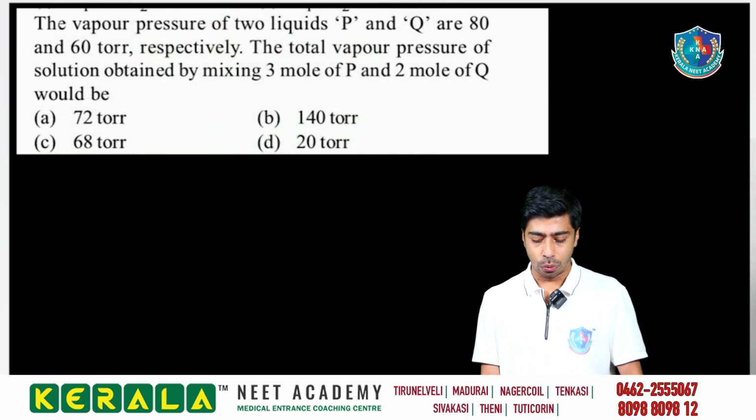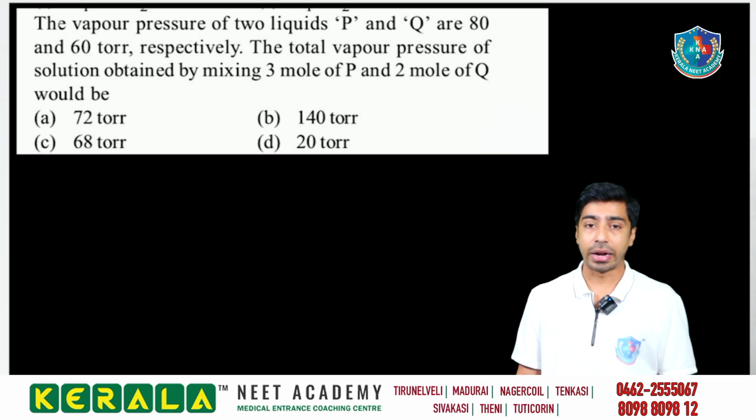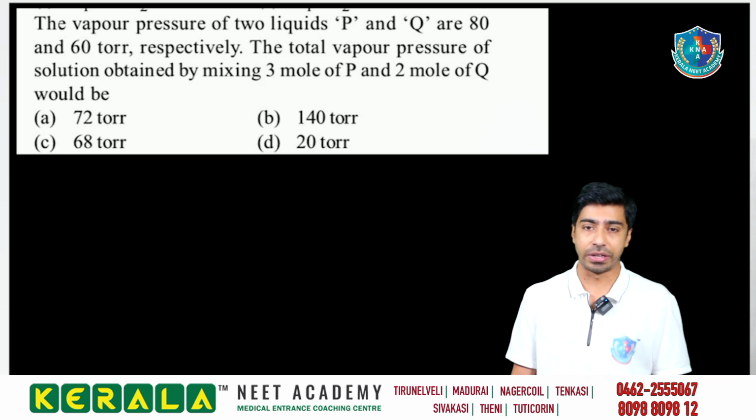The vapor pressure of two liquids P and Q are 80 and 60 torr respectively.